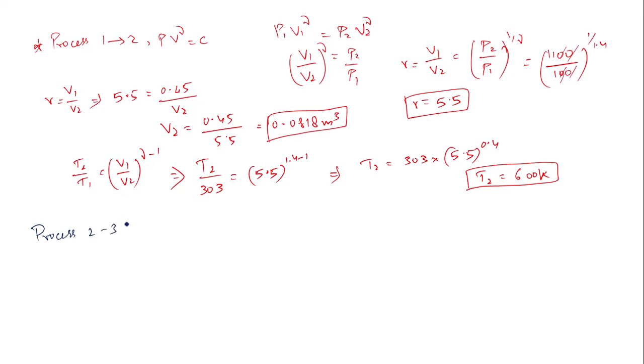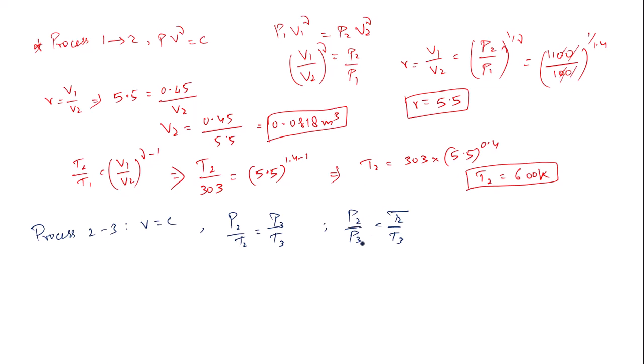So process 2 to 3 is going to be a constant volume process, which is governed by the equation V equal to C, and the thermodynamic relation can be written as P by T is equal to P by T, which is P2 by T2 is equal to P3 by T3, or we can simply rearrange this, where P2 by P3 is equal to T2 by T3.